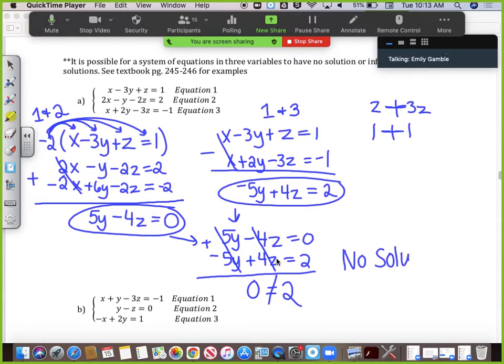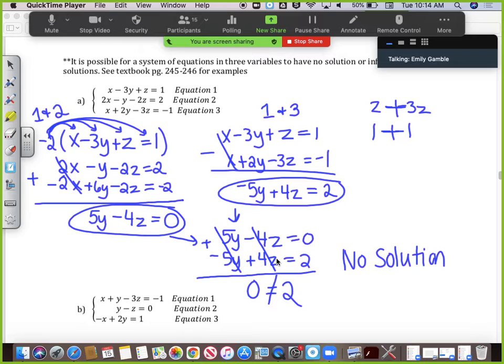So this means that all three of these planes don't ever cross the same point. So kind of like if you're looking at the classroom walls, there are no three of those lines. If this was one of the lines, this was one, and this was one, they don't ever cross all together at one point.